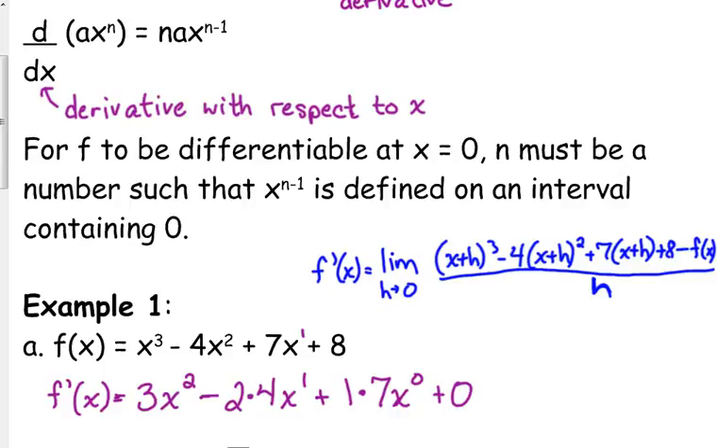I'm not finished. I'm not quite sure what your question is. What? Yeah.